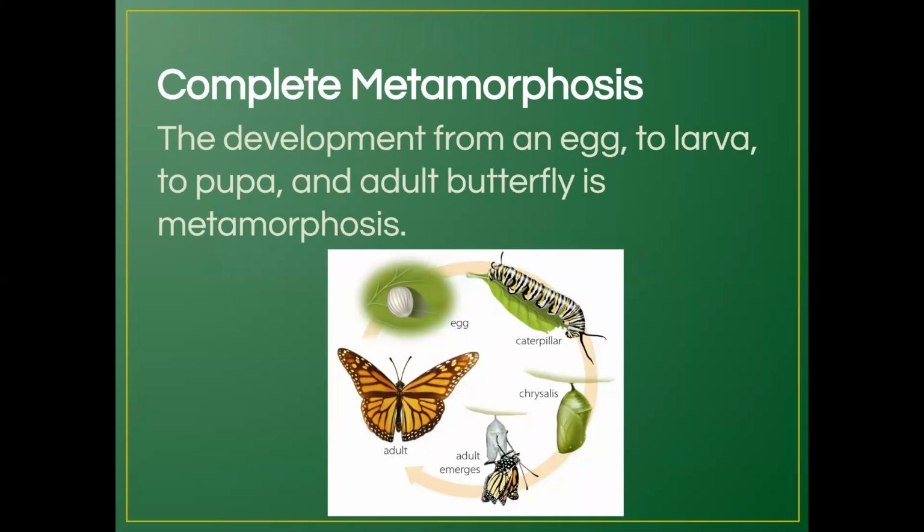A complete metamorphosis is the development from an egg to larva to pupa and adult butterfly. That's an example of a complete metamorphosis. As part of their life cycles, these insects go through a process called metamorphosis. It means a change from one form to another. How many stages do you see in the metamorphosis life cycle? Egg is 1, caterpillar is 2, chrysalis 3, the adult emerges 4, and then the adult, that's 5.